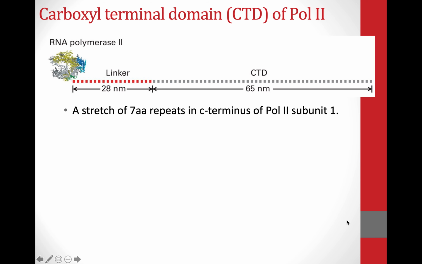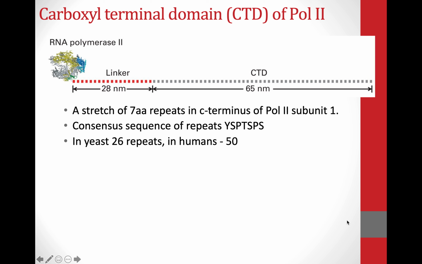So this is the structure of the CTD of polymerase 2. It has a stretch of 7 amino acid repeats in the C terminus, and the repeats are YSPTSPS, so it actually codes for specific amino acids. You can look it up if you're interested to know what is Y, what is S, and what is P. For example, the number of CTD repeats varies from one eukaryote to another. In yeast, there are 26 repeats. In human, there are about 50 repeats.